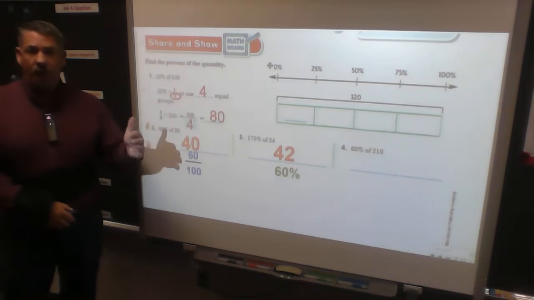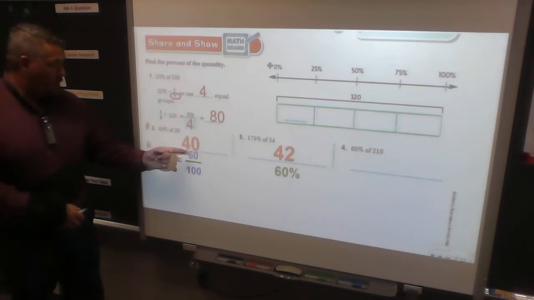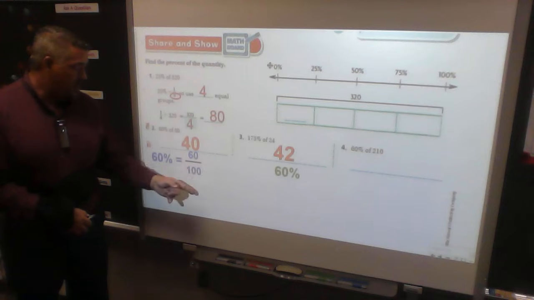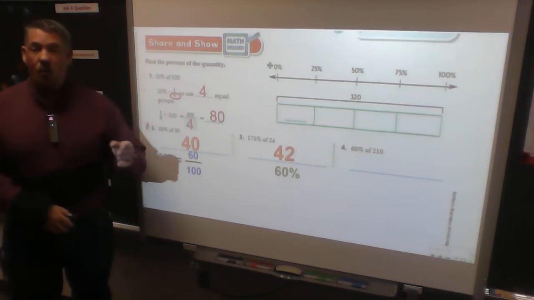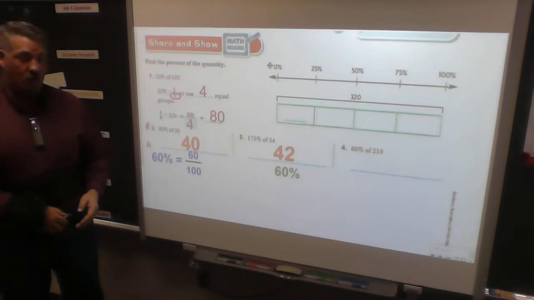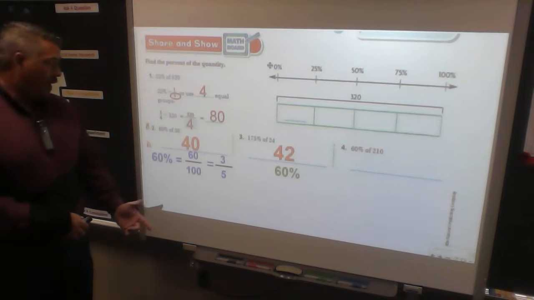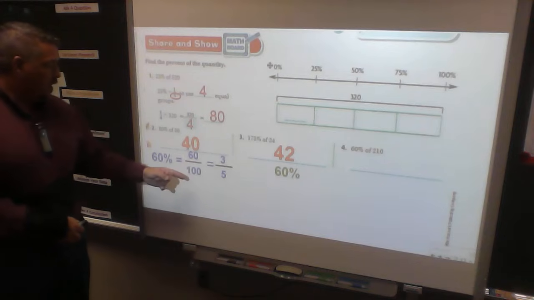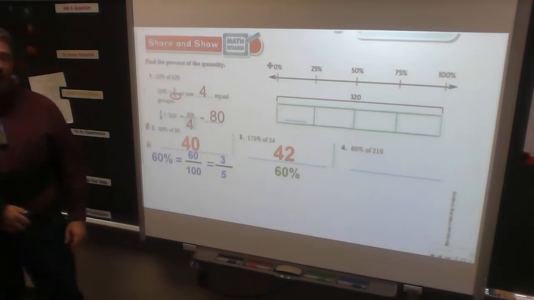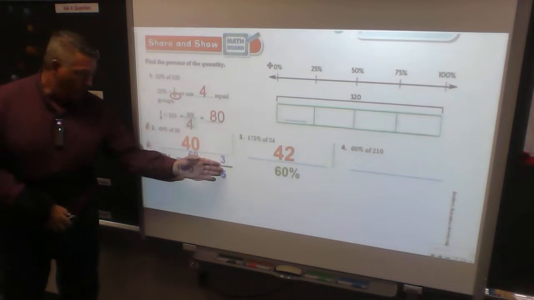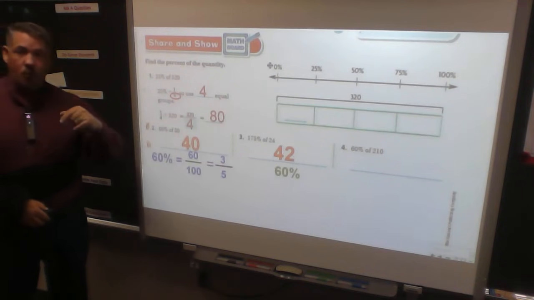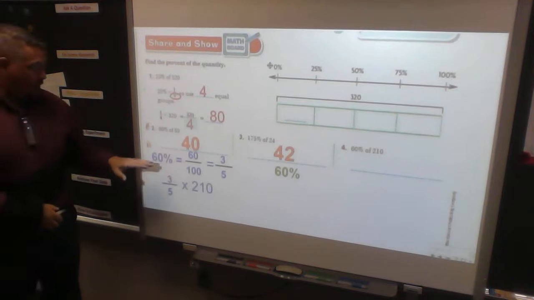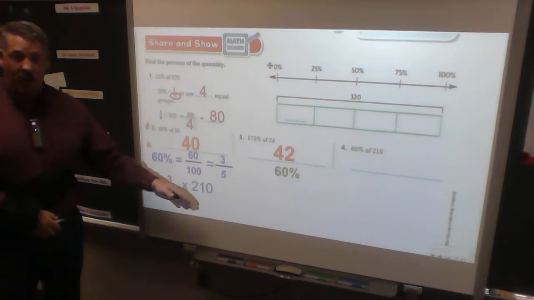60% going into a fraction. I put my digits over 100, reduce where I can. Now I could cross off my zeros, which would give me 6/10, which then I would have to reduce with 2's, which would give me 3/5. Or I could say, well, I know 20 would go into both of those. 20 goes into 60 3 times, and 20 goes into 100 5 times. The point is, 3/5 is what I'm going to use when I use the word of, and I know that's multiplication. So I'm going to have 3/5 times 210.